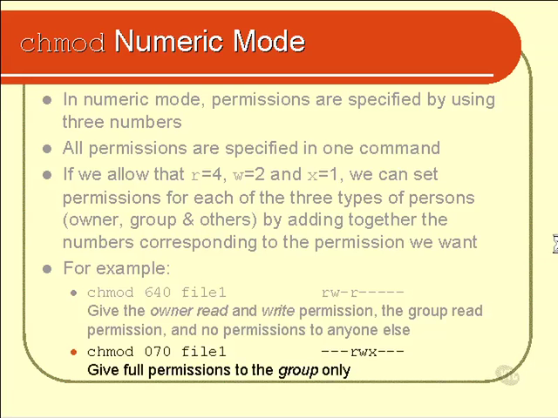Another example, chmod 070. Now, the 7 is the one for the group, so the group gets everything, r, w, and x, because 7 is a combination of 4, 2, and 1 all added together. Nobody else gets any permissions at all. When you get the hang of this, it's actually really simple. You start doing the numbers in your head, and you can type in a chmod command very simply.